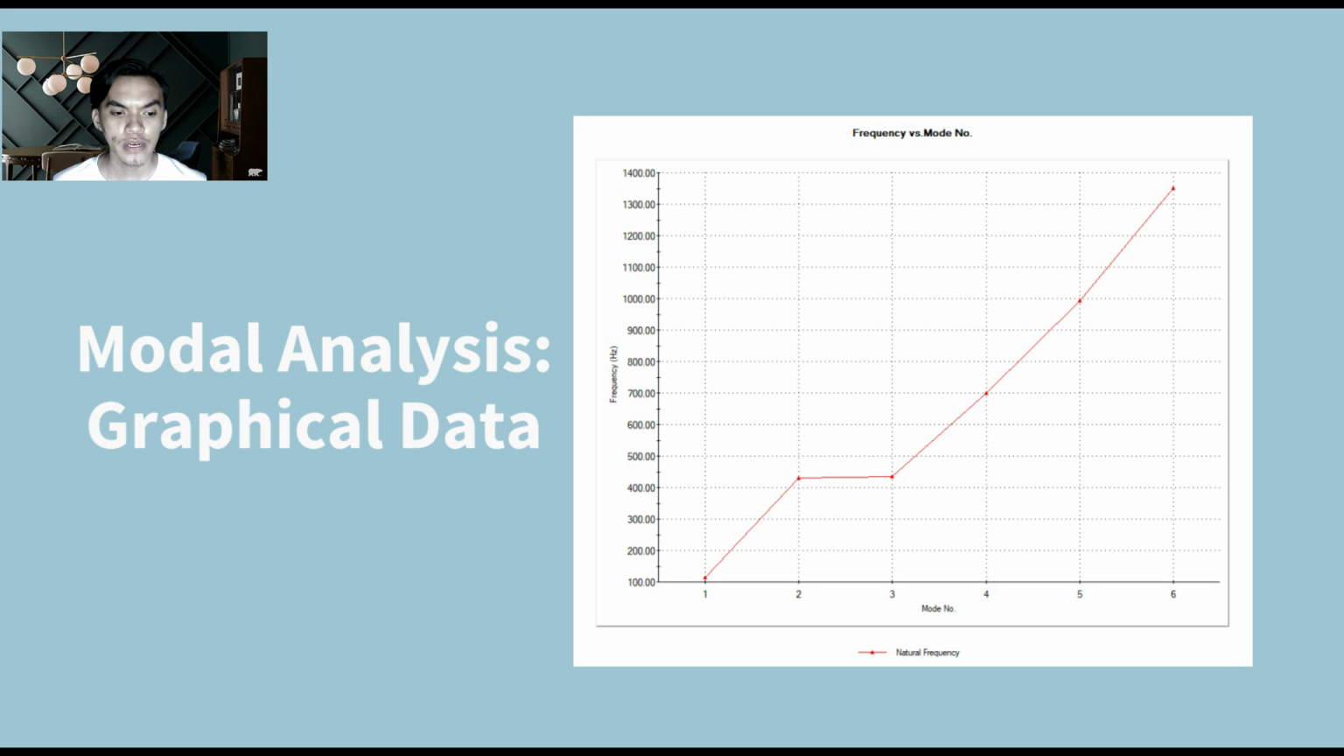For mode number 1, we get a frequency of 114.82 hertz. For mode number 2, we get a frequency of 129.13 hertz. For number 3, we get 433.75 hertz. For number 4, we get 698.91 hertz. And for number 5, we get 993.6 hertz. And the mode and the frequency are also increasing.